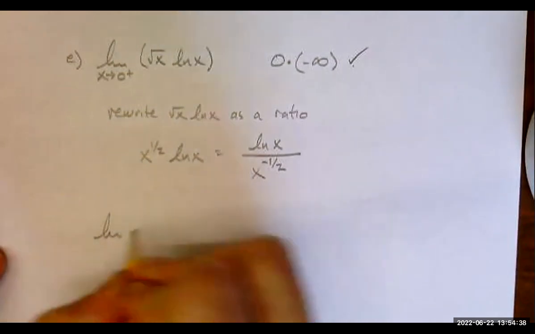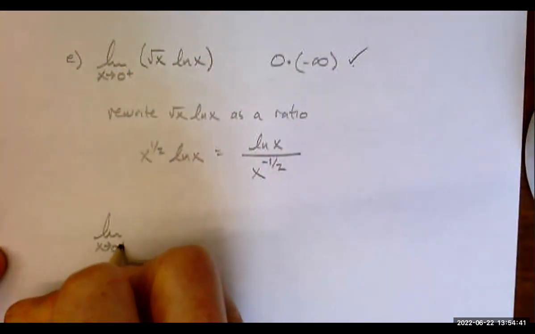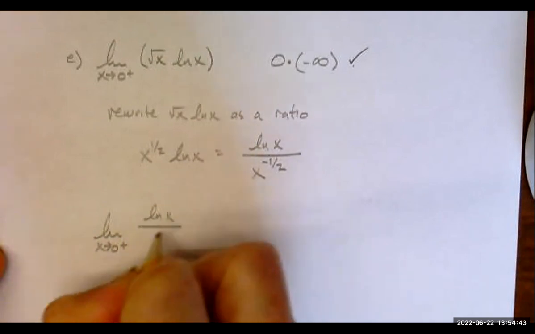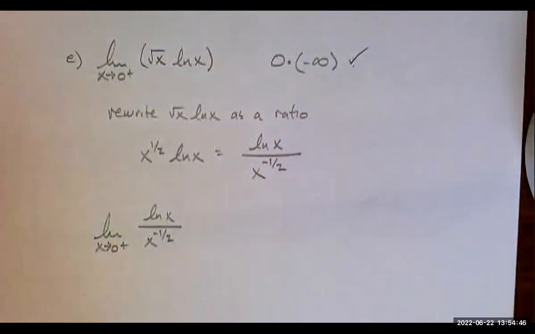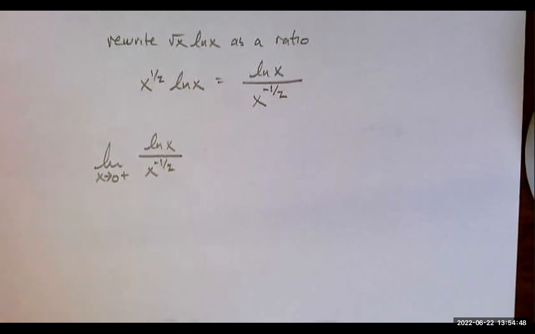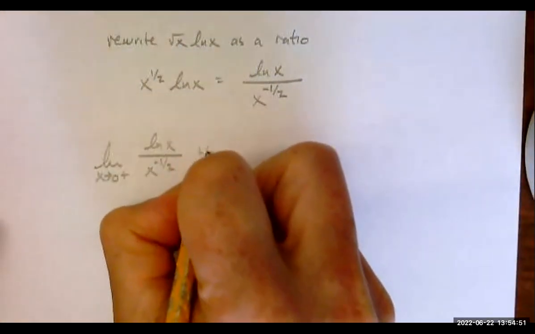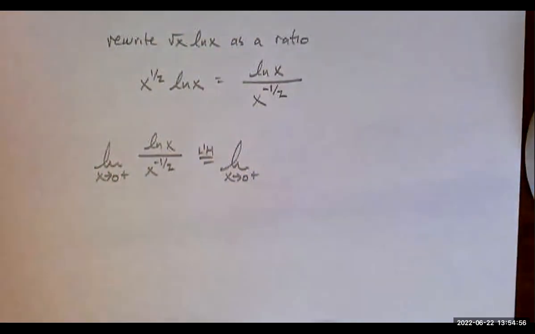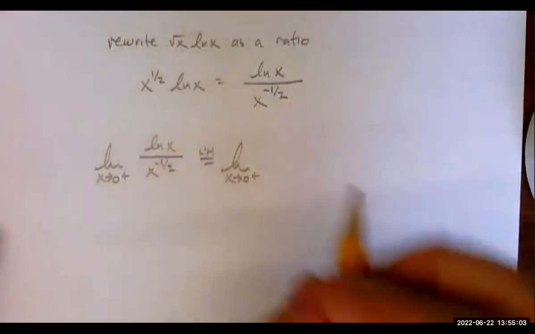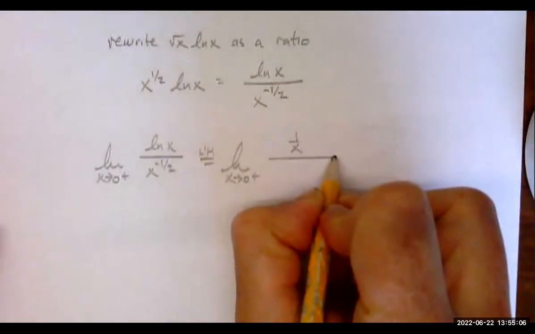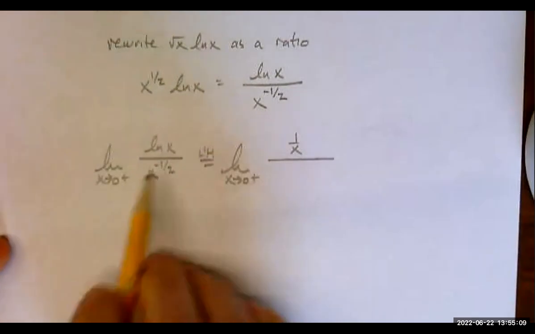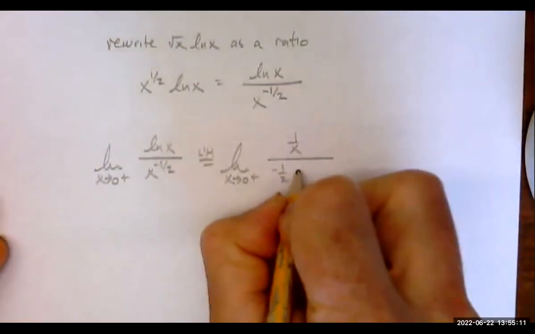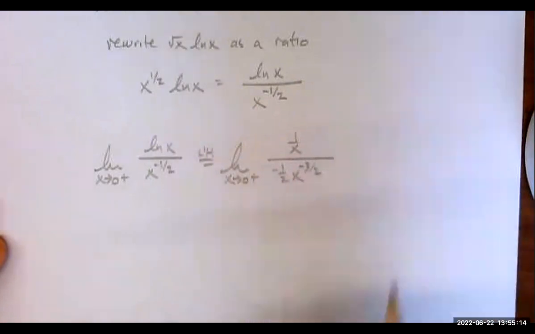Okay, we already checked indeterminate. We're good. Let's proceed with this. Okay, so using the rule, I'll repeat the limit. x goes to 0 from the right. Now we'll take derivatives. So let's see, derivative of natural log x is 1 over x. Derivative of x to the negative 1/2 is negative 1/2 x to the negative 3/2.